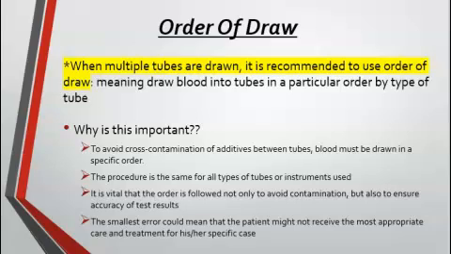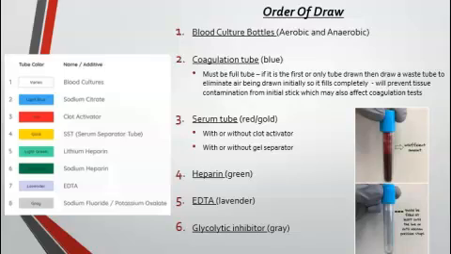Now let's discuss order of draw. This is when you have multiple tubes be drawn at one time, and it's recommended to draw your blood tubes in a certain order to prevent cross-contamination. The procedure is the same for all tubes and instruments used, and it's vital in order to not allow for cross-contamination and to ensure the accuracy of test results. The smallest error could mean that the patient might not receive the appropriate care and treatment. Okay, so what exactly is the correct order of draw? What do we need to draw first versus what do we need to draw last?